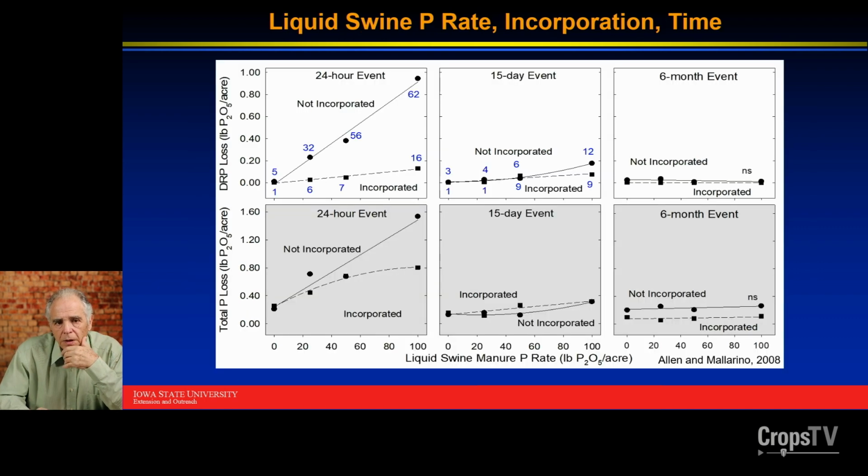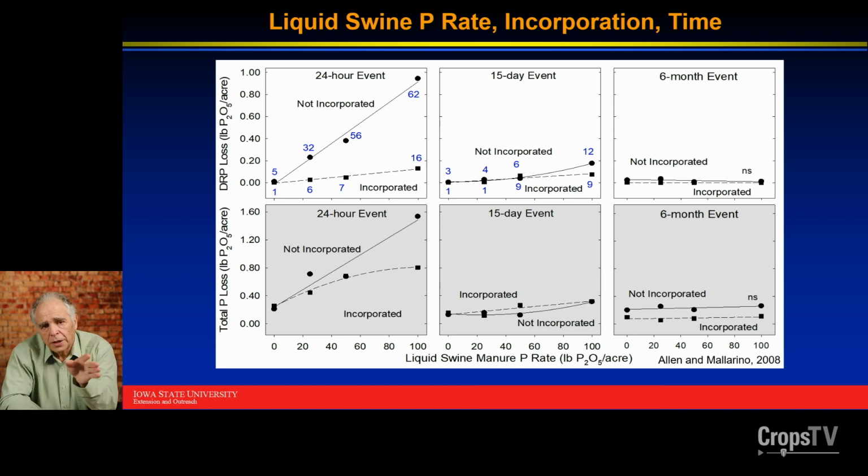This is another study. At the top, we have the salt P loss on a white background, and at the bottom on a gray background. In this case, it was a major study in two fields with several rates. We have like 1, 2, 3, 4 rates of liquid soy manure, again applied broadcast, and either not incorporated or incorporated by disking.